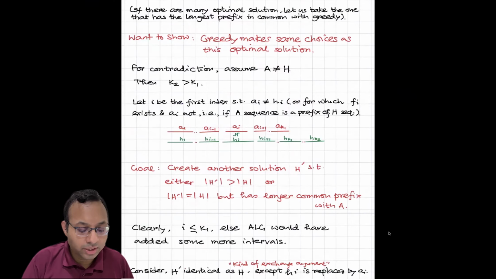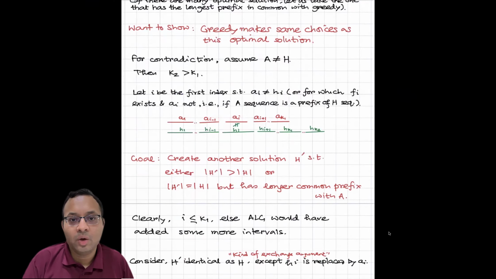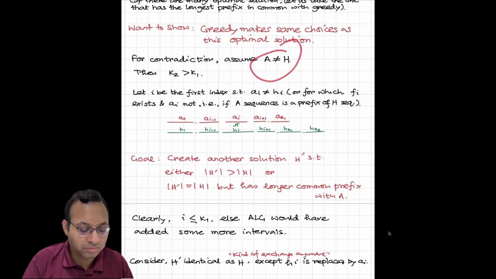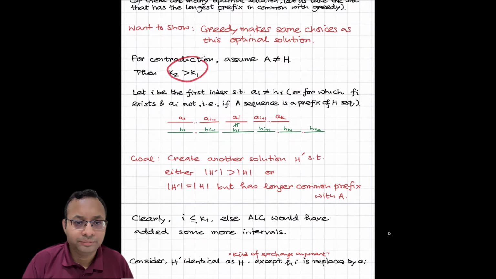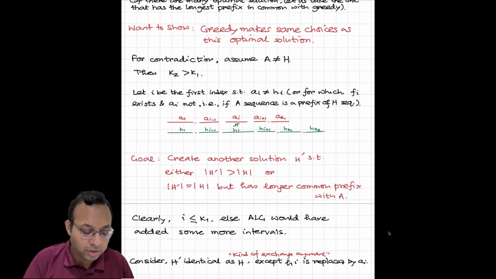Now we want to show that greedy makes the same choices as the optimal solution, and for contradiction, I assume that greedy is not the optimal solution, so A is not equal to H, and we know K2 is more than K1. Let's look at the first point where greedy works differently compared to the optimal solution. So let's say the first i minus 1 prefixes are common, so A1 equals H1, up to A(i-1) equals H(i-1), and this is the first point where they differ. It could be the case that i equals 1, the first job is different, but that's fine. We just look at this point.